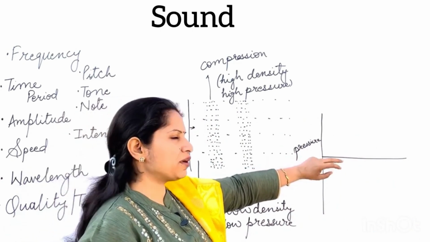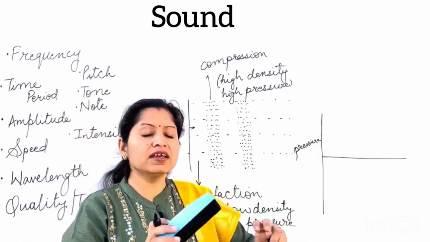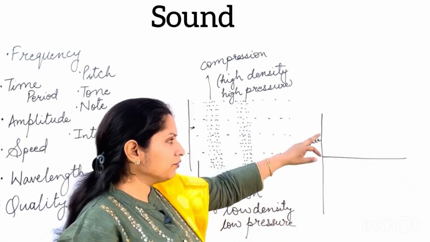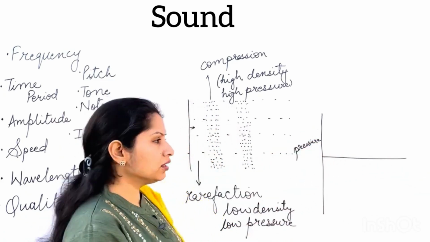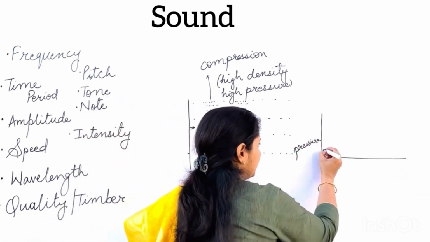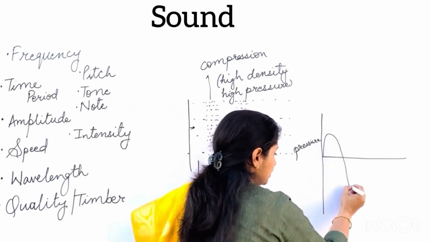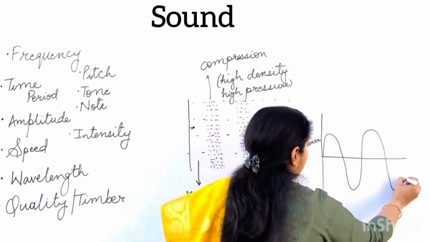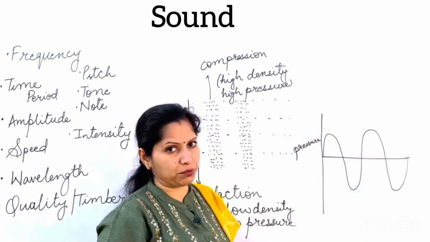Mean position means where the pressure is neutral. When the sound is not there, whatever the pressure is, that pressure is taken as a baseline and we plot the graph for the pressure. Then what kind of graph will there be? There are areas of high pressure and areas of low pressure. Then again high pressure and areas of low pressure will be there.